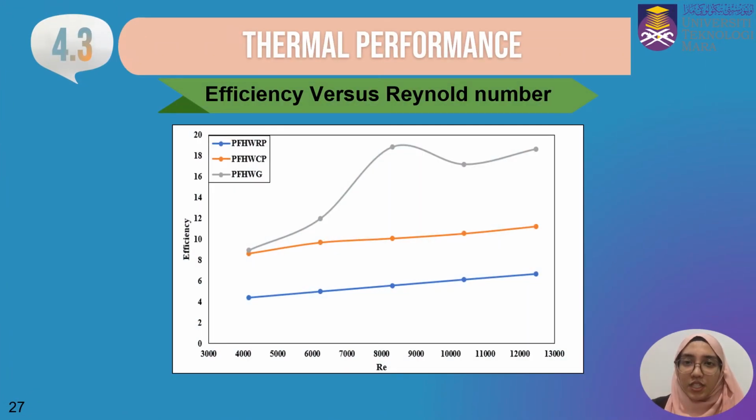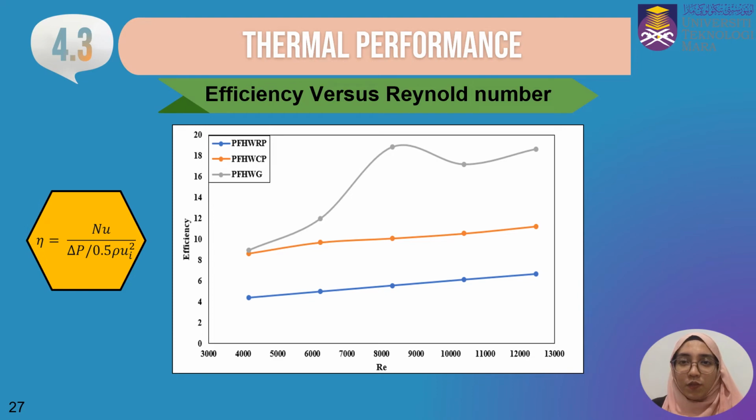Next is the efficiency of the 3 heatsink designs. The efficiency was calculated by using this formula. So from the graph, all the designs were found to increase with respect to the Reynolds number. However, the response of efficiency for the rectangular and circular perforation with respect to the Reynolds number is very small, whereas the groove design has a sharp increase with Reynolds number. This is because the effect of the groove surface will enhance the Nusselt number, which will increase the efficiency.